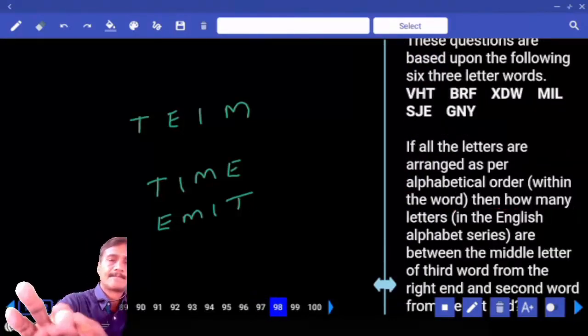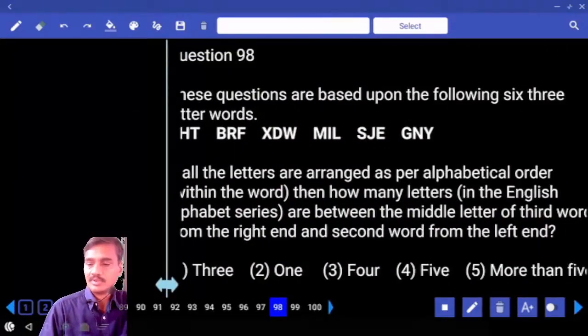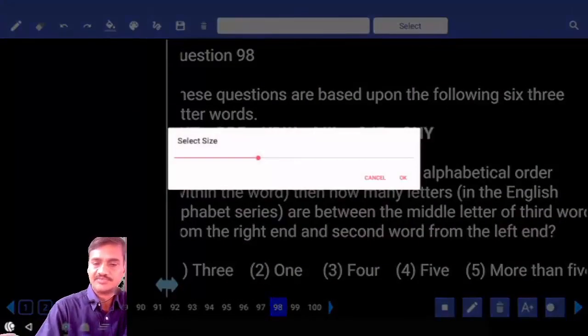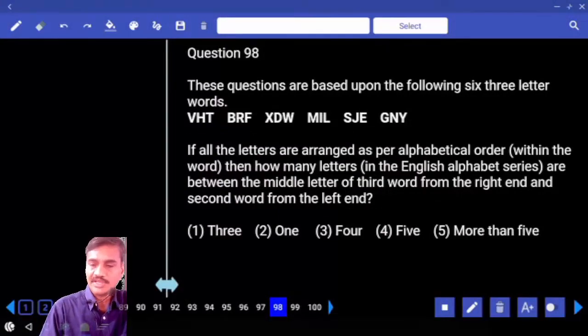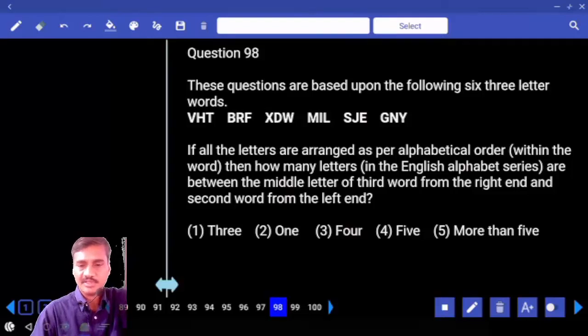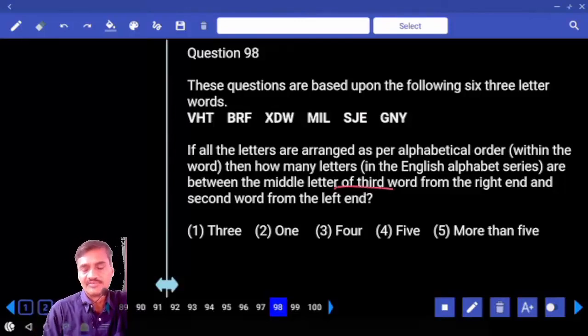Then 98. Now in this 98, tell me what is the information we have? If all the letters are arranged as per the English alphabetical order within the words, then how many letters are there between the middle letter of the third word from the right and the second word from the left? All the letters are arranged. For the second word from the left, here we have B, F and R.